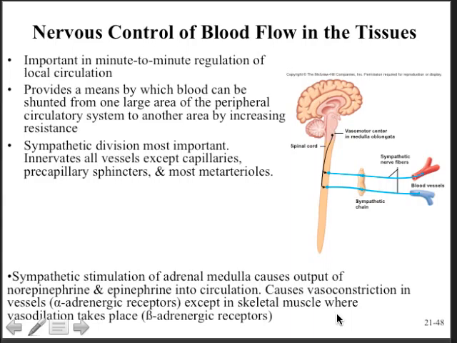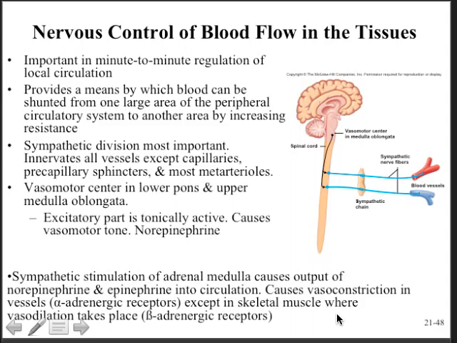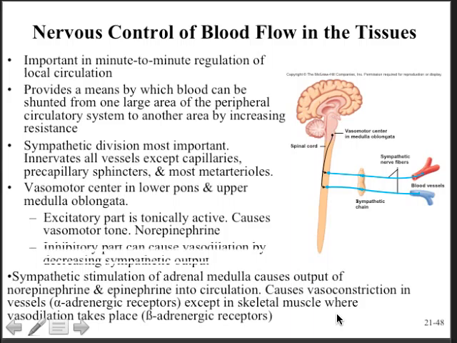which really don't have anything to innervate. There's not much smooth muscle there. Precapillary sphincters and metaarterioles are also left out of this control. Vasomotor centers are located in the lower pons and the upper medulla. The excitatory part is tonically active and it causes the vasomotor tone, and it's mediated by norepinephrine, and the inhibitory portion can cause vasodilation by decreasing sympathetic output.